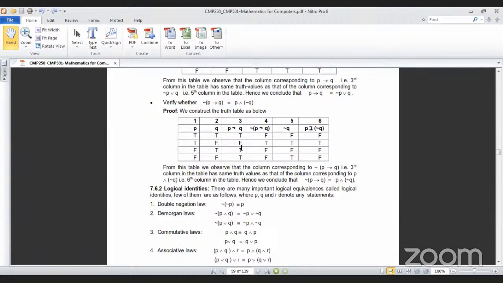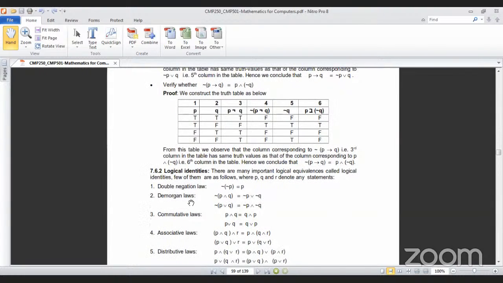Now, there are a few logical identities. Earlier I told you, negation of negation P will be P only. Here it was T. I took negation of this, Q is there, so negation of Q is F. If I am taking negation again, F will be converted to T. Understood? Now this one is De Morgan's law.